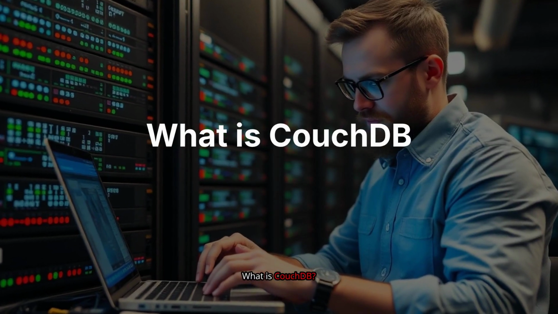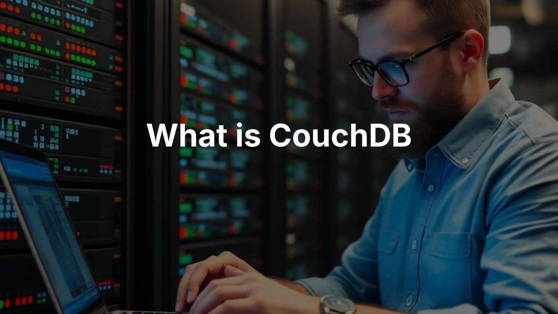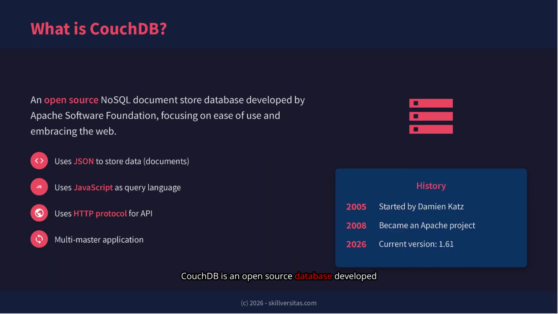Part 1. What is CouchDB? CouchDB is an open-source database developed by Apache Software Foundation. The focus is on the ease of use, embracing the web. It is a NoSQL document store database. It uses JSON to store data, documents, JavaScript as its query language to transform the documents, HTTP protocol for API to access the documents, and queries the indices with the web browser. It is a multi-master application released in 2005, and it became an Apache project in 2008.